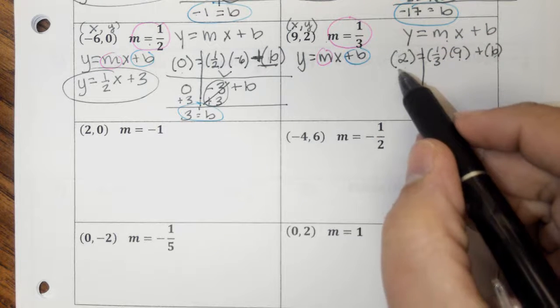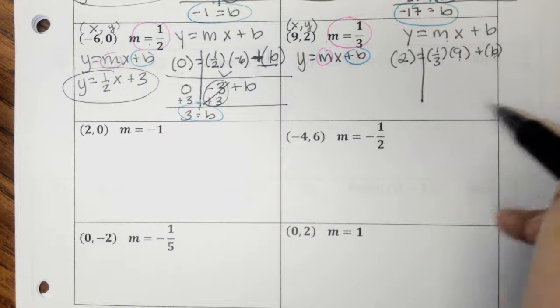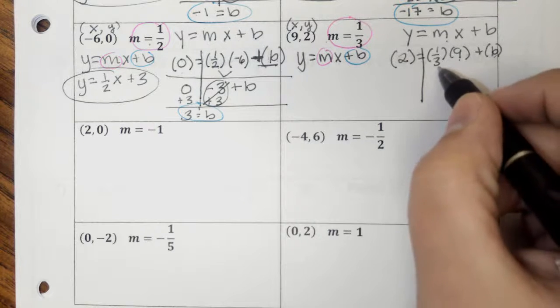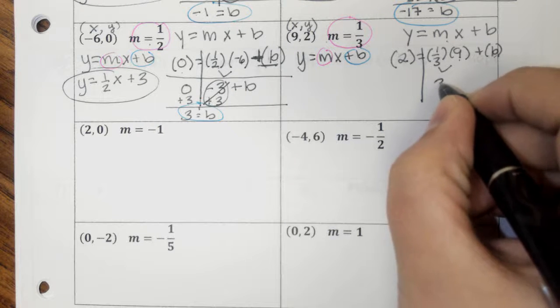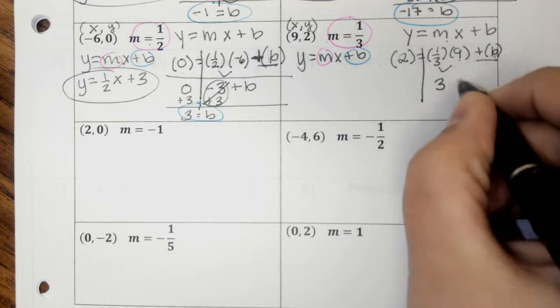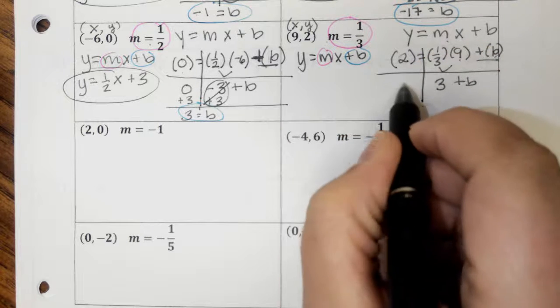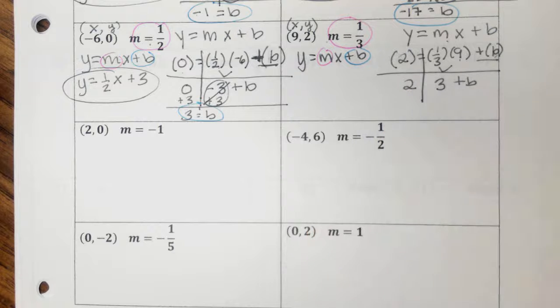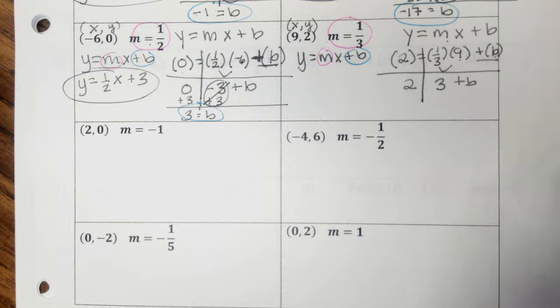On the left side, I can't combine 2 with anything because it's the only term on that side. On the right side, I can multiply 1/3 times 9. 1/3 times 9 is 3. We still have a plus b. And on the left side, I'm going to drop down that 2. Now I have 2 equals 3 plus b.